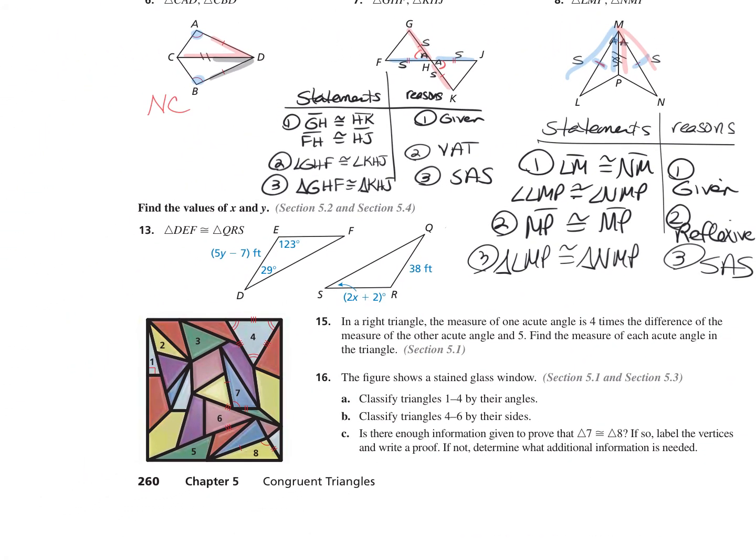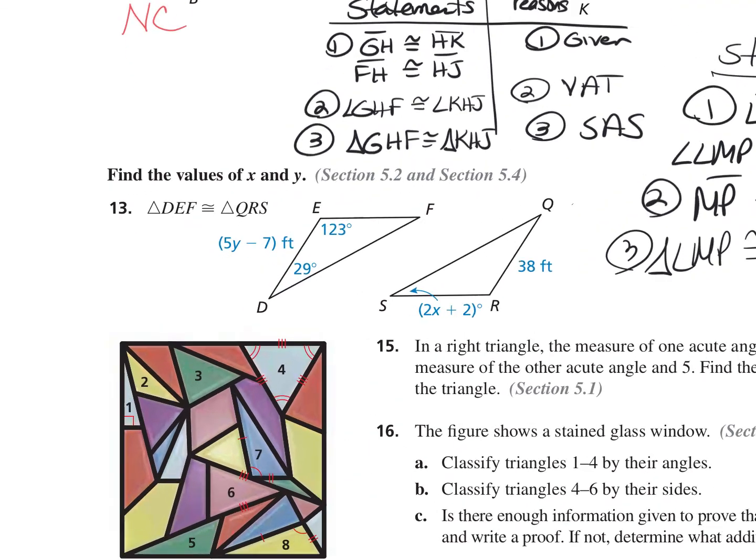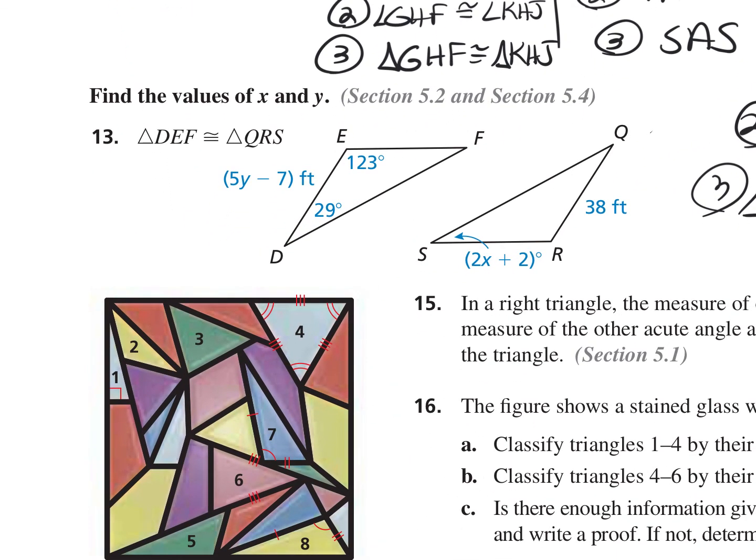This was similar to what I did. Again, what you're going to use is the congruency statement. You can see that angle D and angle Q are going to match. So if angle D is 29, so is angle Q. And then E and R are going to match. So this will be 123. And then you can see F and S match. So F doesn't have a number, but we could put 2x plus 2 if we needed to.